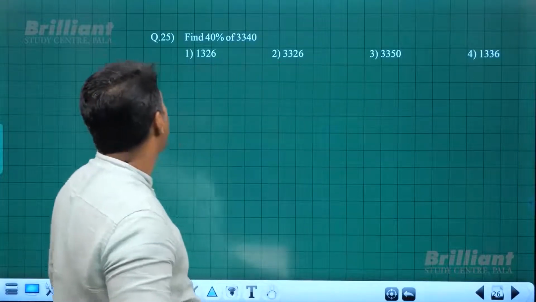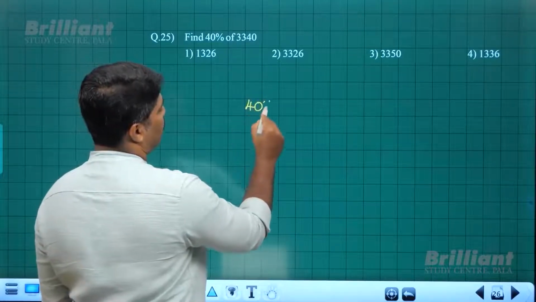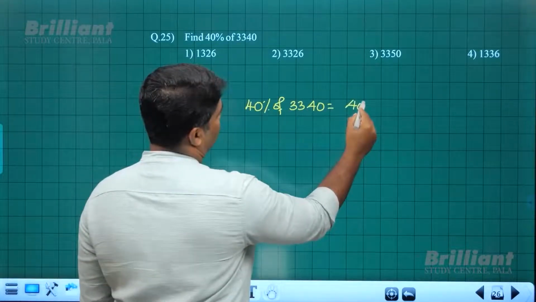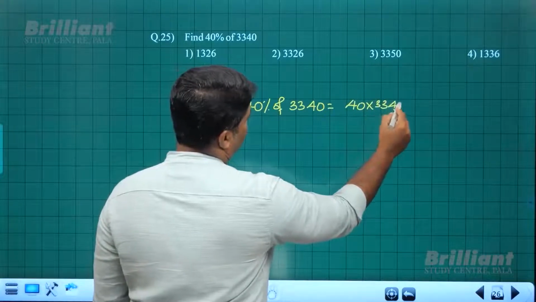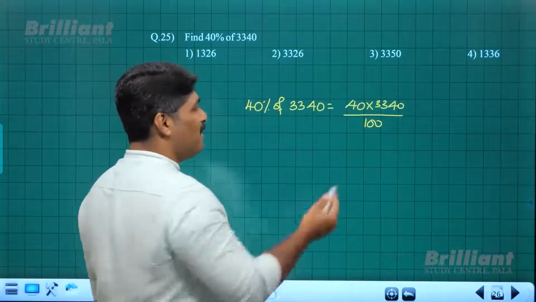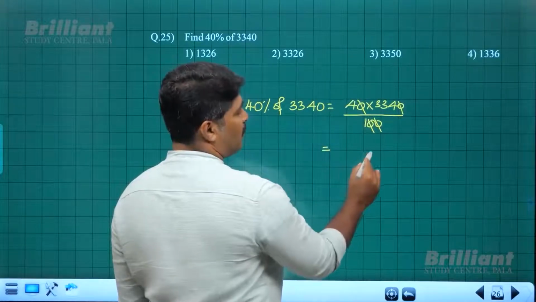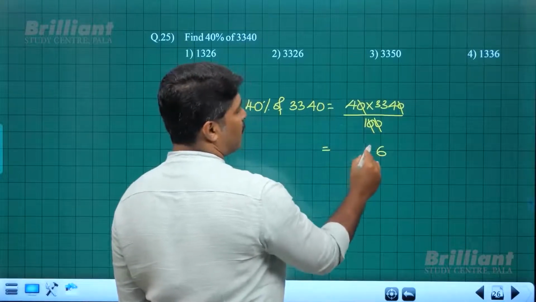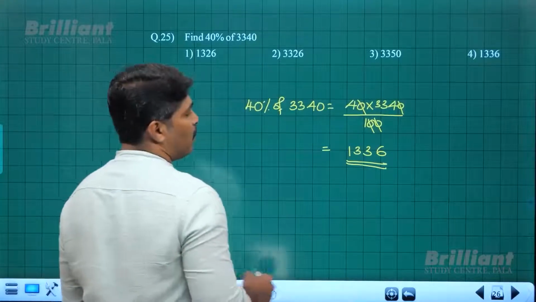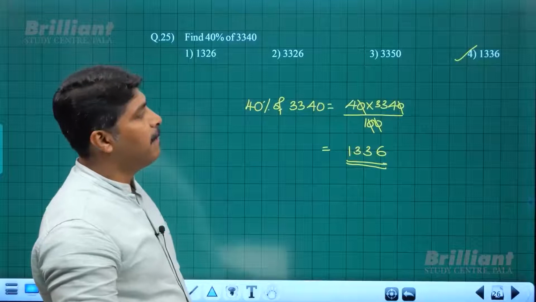And finally, find 40% of 3340. So 40% of 3340, how to find it? So this is 40 into 3340 by 100. That's the usual operation. Both these values end with 0, therefore, we can cancel like this. Or simply that is 4 into 3340. 4 into 4, 16, 1 is carried. 4 into 3, 12 plus 1, 13. 1 is carried. 4 into 3, 12 plus 1, 13. So the answer is ready. That's equal to 1336. Correct. So the answer is the last option, 1336.